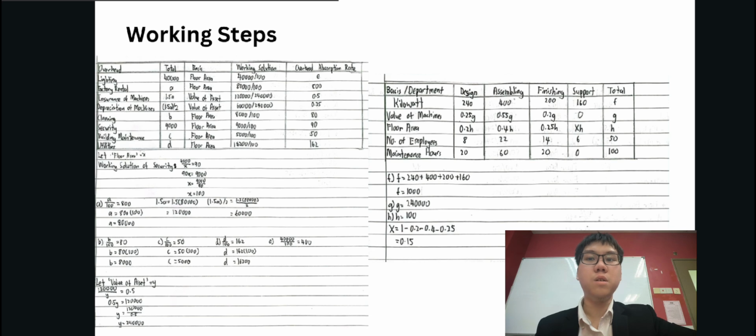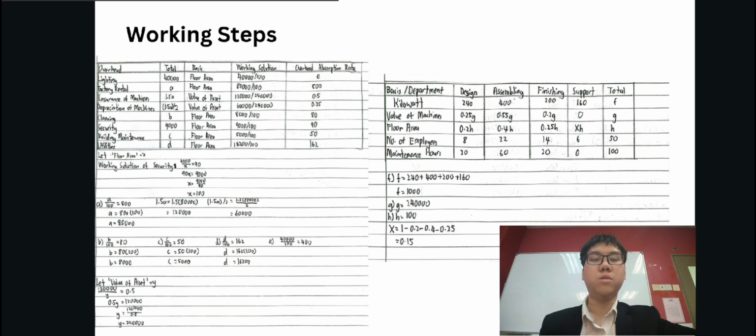For the answer of E, we can just straight away divide. So we take the total of the overhead, which is 40,000, divided by 100 equals 400. So the OAR of the lighting is 400. Straight away we can see the answer.